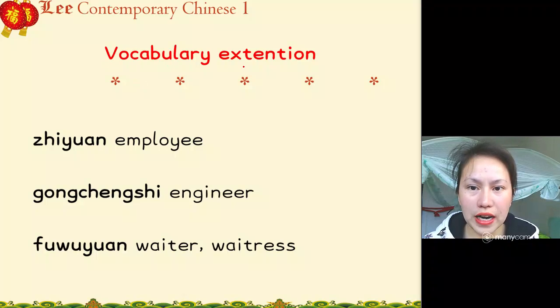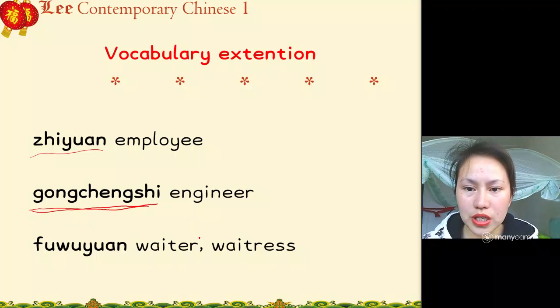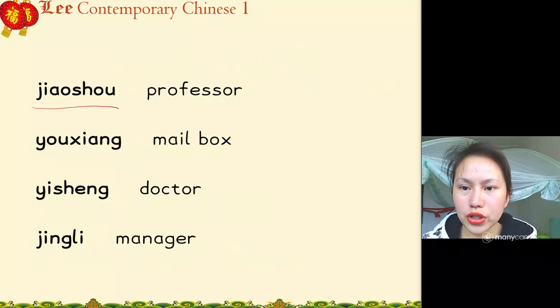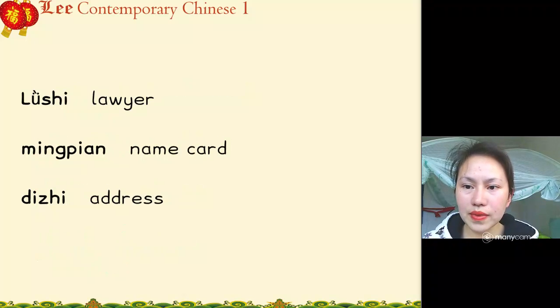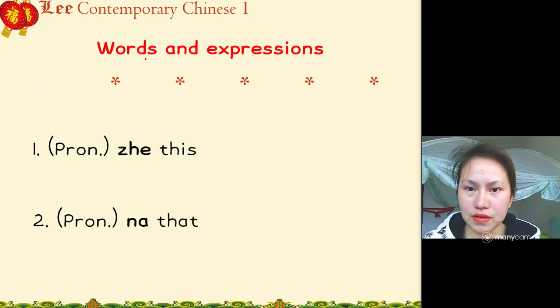我们还有 vocabulary extension. We also got vocabulary extension. 职员，工程师，服务员，教授，邮箱，医生，经理，律师，名片，地址。好，let's go to today's lesson. Today we got some new words. Okay, first, let's learn the new words.